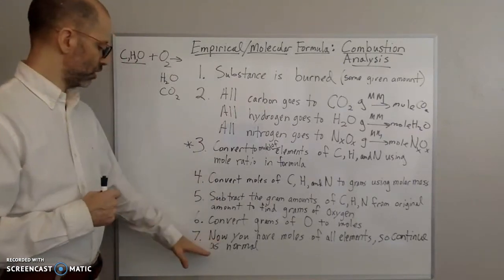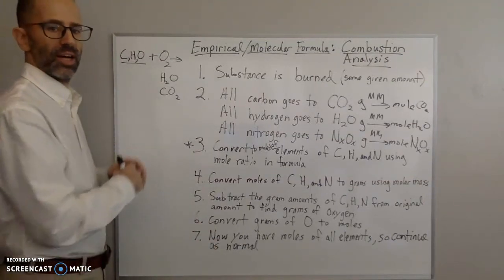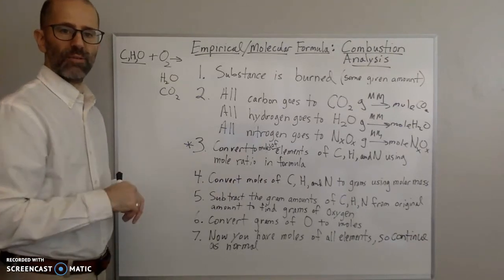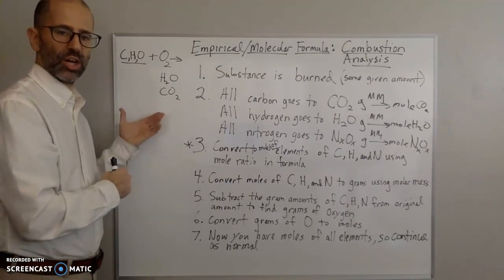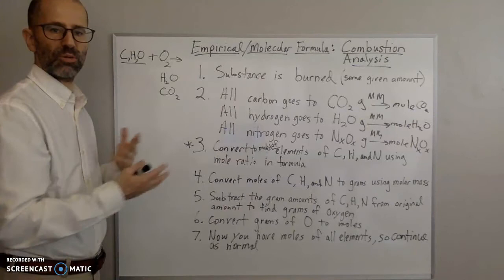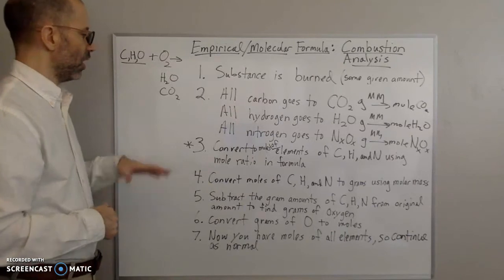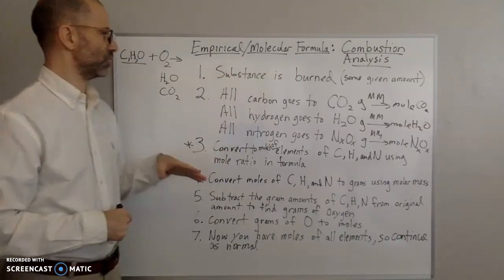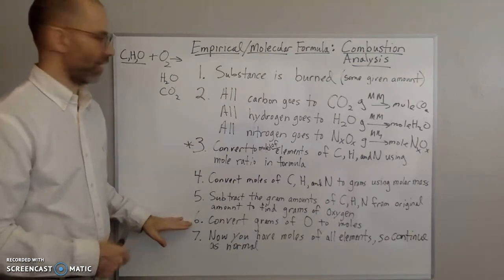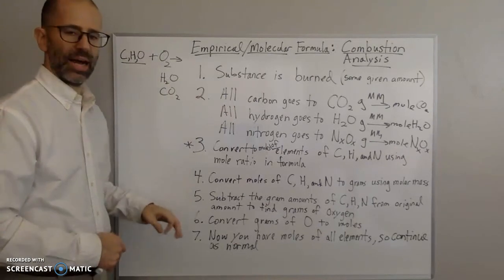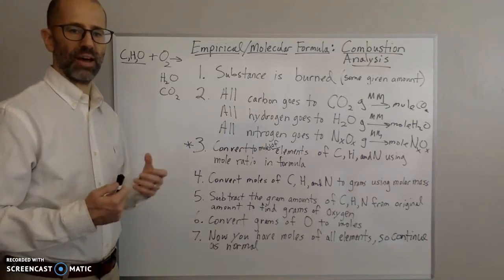And so now you can continue with the problem as we did before. You set up your pseudo formula, you divide by the lowest number of moles, you get a ratio, you make sure that the ratio is all whole numbers. If not, then you'll have to multiply by some factor, and so on. So if you've got a combustion analysis problem, all of this up to step 6 is going to be new, right? So these are the steps that I would follow when you're doing a combustion analysis problem, and then go from there.